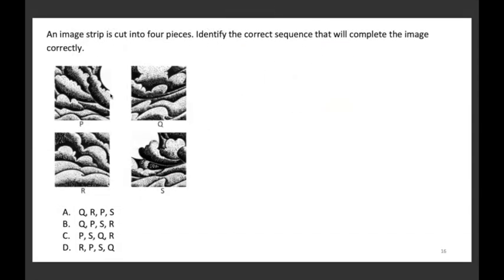An image strip is cut into 4 parts. You have to identify the correct sequence that will complete the image correctly. You are provided the options, and only one answer is correct.